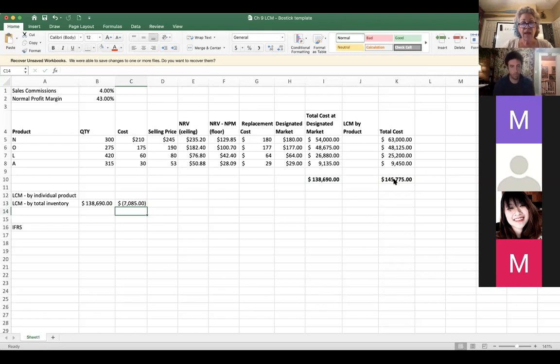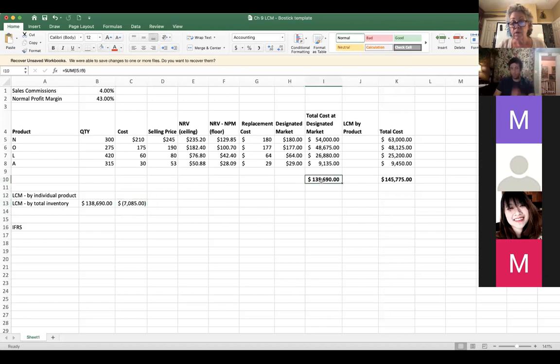Okay. I have a question. Sure. Would you always put the total cost at designated market first, or could you do it the other way around? I mean, I guess the other way around, it wouldn't come out negative though. Oh, I did it negative because I wanted to compare if my designated market was, if I ended up with a positive number here, then I don't have a write down.